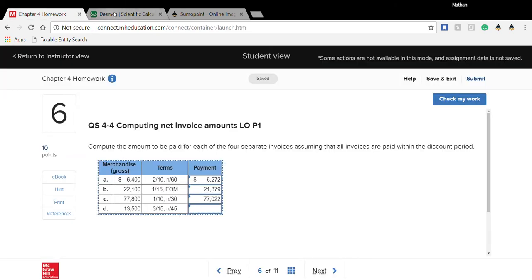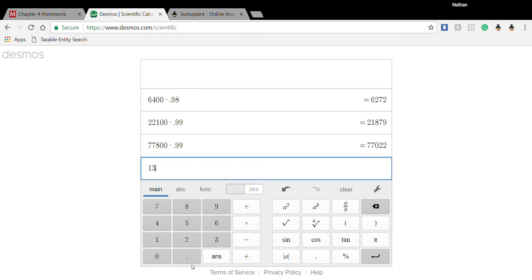So 13,500 times by 0.97. Again, this is the best and easiest way to actually do a discount or calculate discount. Notice mostly discounts are going to range from 1% to 5%, usually not higher than that. So best thing, again, if it's 3%, times it by 0.97, gives you the amount just like that. Don't have to do extra stuff. Simple goes. 13,095.